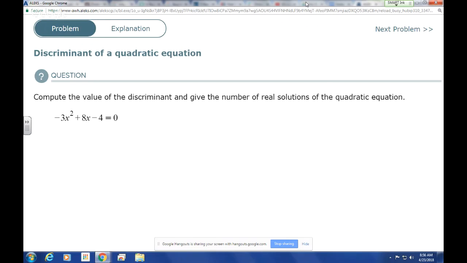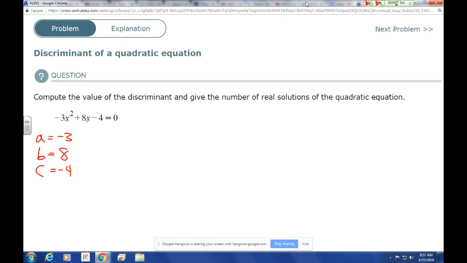Anyone remember what the discriminant was? I just talked about it. It's the thing underneath the radical. Okay, so basically I can treat this as a quadratic formula problem. It's in order, so we've got x squared, x, and then a number. So my a is negative 3, my b is 8, and my c is negative 4.